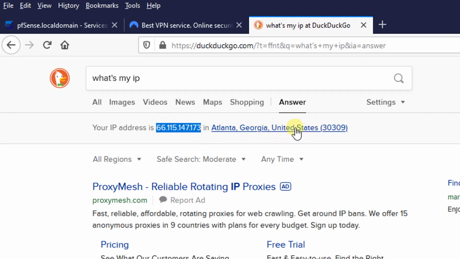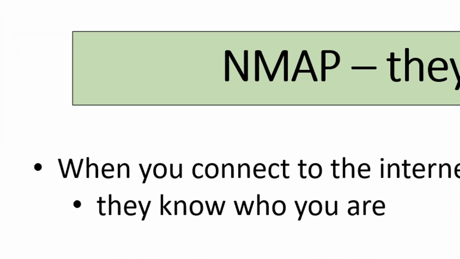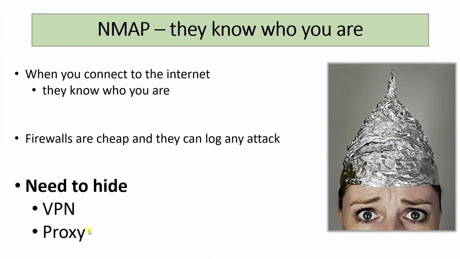Now, I'm definitely not in Atlanta. I am in Seattle right now. So this tells me that my VPN is working. The internet and everybody else thinks I'm in Atlanta now. All right, so that's one way for you to hide, through VPN. The other one is through proxy. So let's take a look at proxy now.